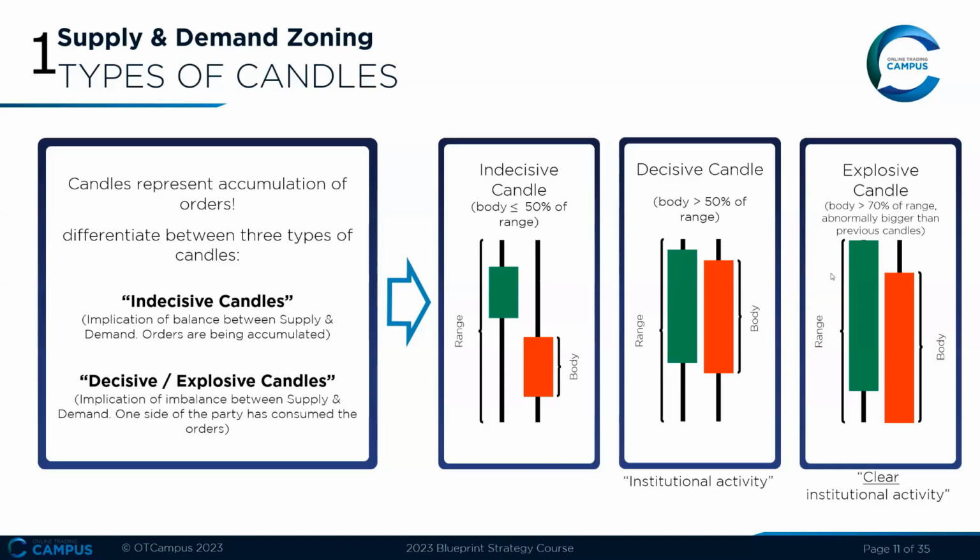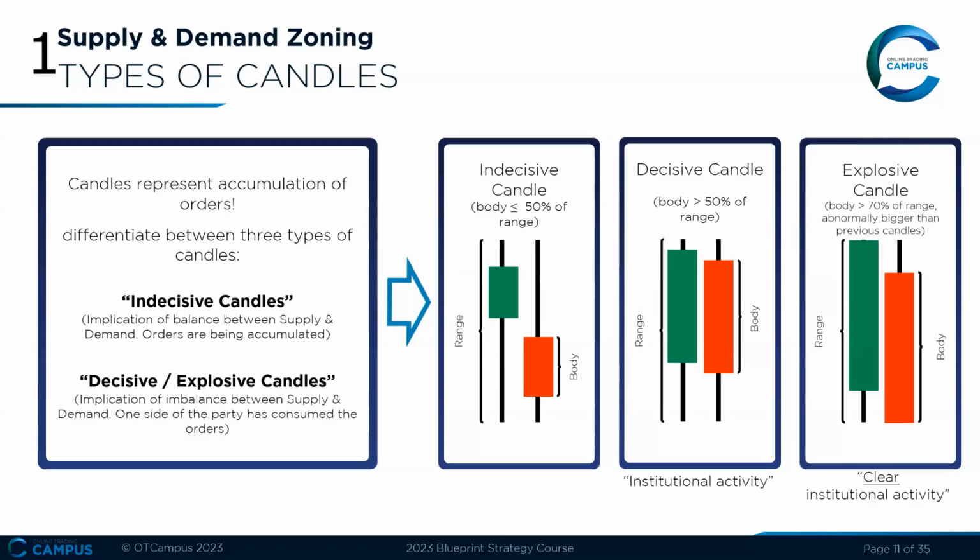And then we have what we call explosive candles. Explosive candles have the same properties as the decisive candles, just more extreme. We can define them as the body being bigger than 70% of the entire range, as well as, and that's an additional rule here, the candle itself needs to be abnormally bigger than the previous or surrounding candles.